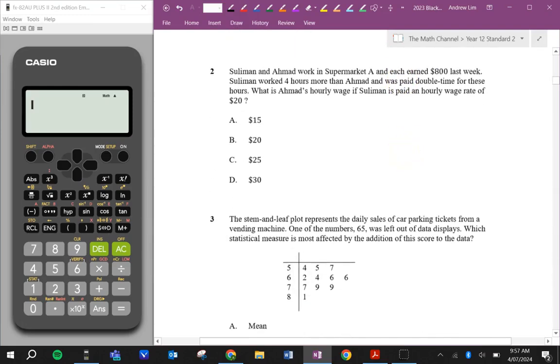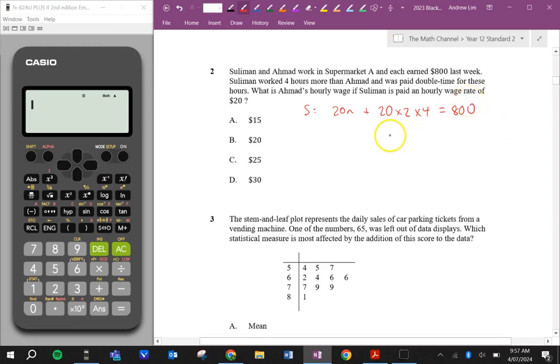For question 2, we've got Suleiman and Ahmed who work in supermarket A, and each earned $800 last week. Suleiman worked 4 more hours than Ahmed and was paid double time for these hours. What is Ahmed's hourly wage if Suleiman is paid an hourly wage rate of $20? So Suleiman normally gets $20 per hour. We don't know how many, maybe I'll use N for number of hours worked at that normal rate. Plus, he gets double time, so $20 times 2 for 4 hours, and then he earns $800.